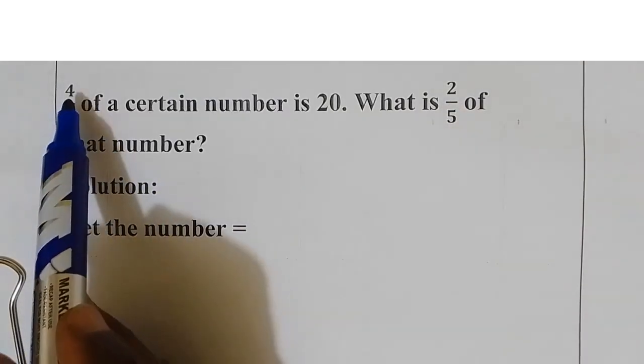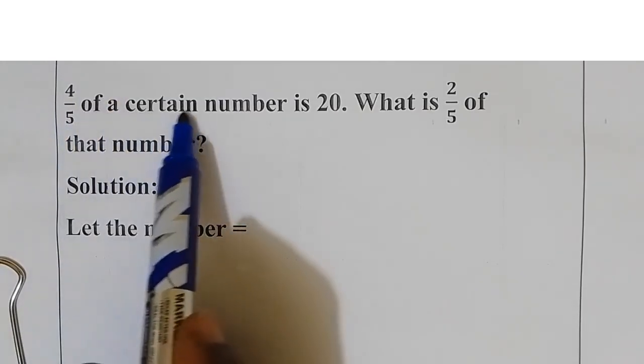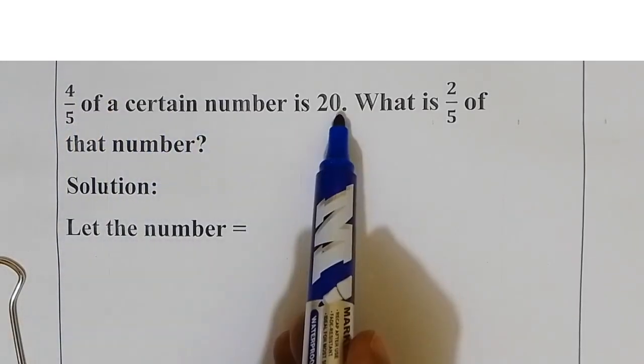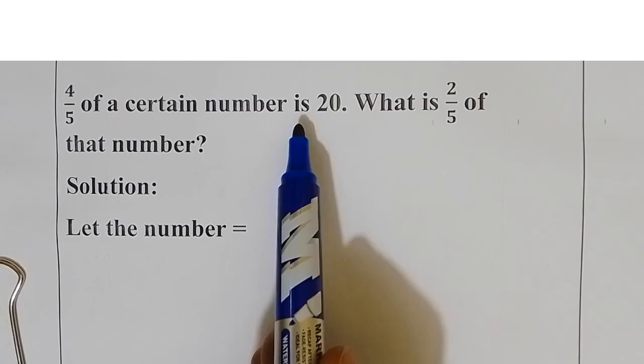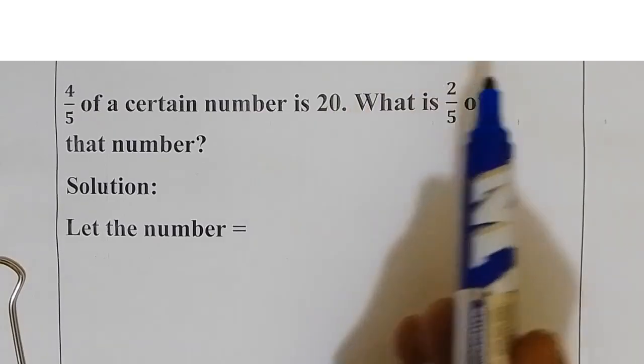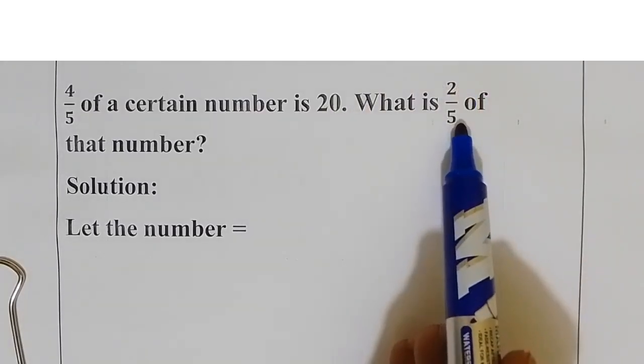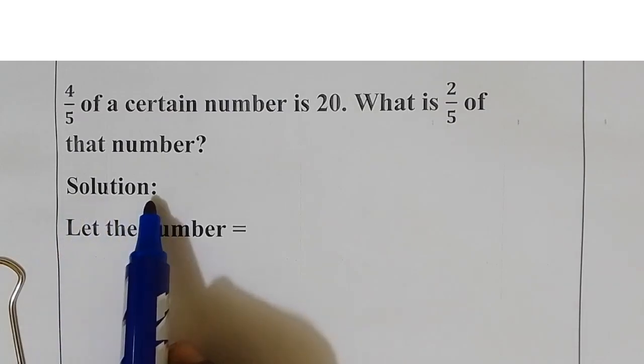Here, they took 4 over 5 of a certain number, which we don't know. They get 20. Let's first find that number. Then we are going to find 2 over 5 of it. Direct, let's go to the solution part.